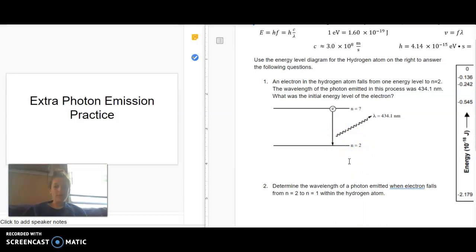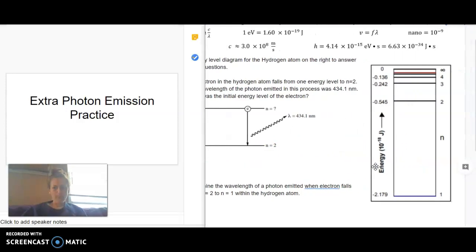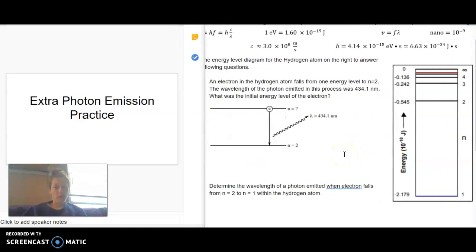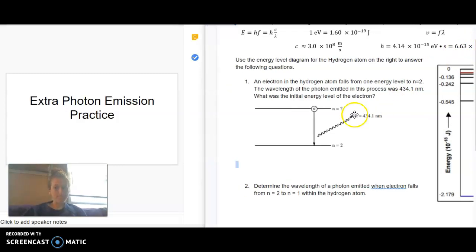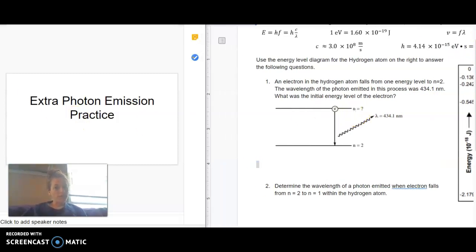So it's the same hydrogen atom that we've been working with. And the thing to note is we're working in joules, so that means we will be using Planck's constant in joule seconds. So let's look at our first question.